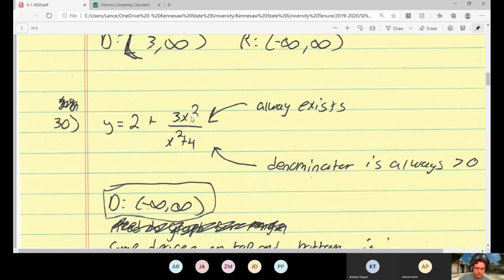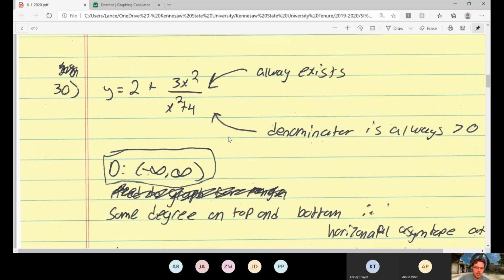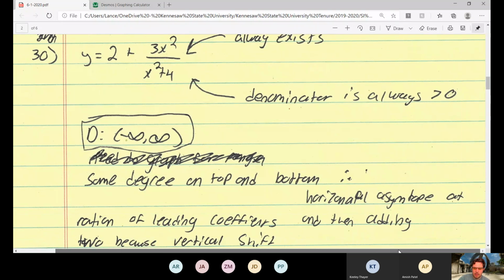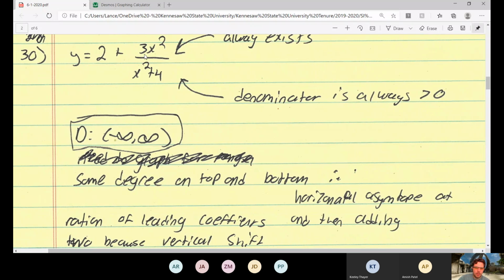And for the range, since it's the same degree on the top and bottom, if y'all remember it, you do the ratio of leading coefficients is what I'm trying to say. So for the highest degree, you have x squared. Say if this was x cubed, you wouldn't be able to do it. But since they're both x squared, you do the ratio, so it's 3 over 1. So you have a horizontal asymptote at y equals 3.